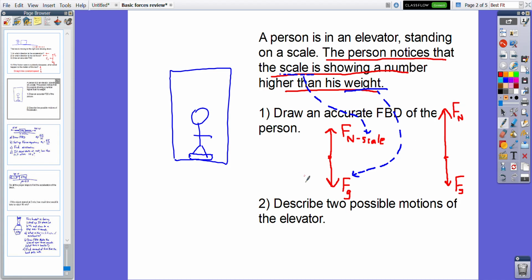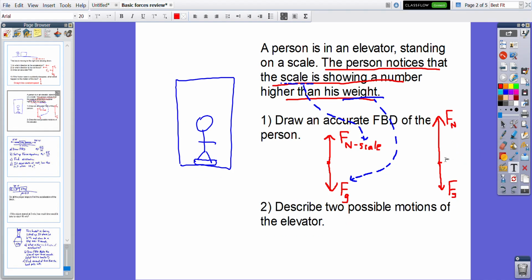So right here, this was a rough FBD. An accurate FBD looks more like the second one I drew. Okay. So then now once you know the second one, you can sort of see this FBD as unbalanced up, which means it's accelerating up. So I think some people would say it would be moving up. That is incorrect. It is accelerating up.